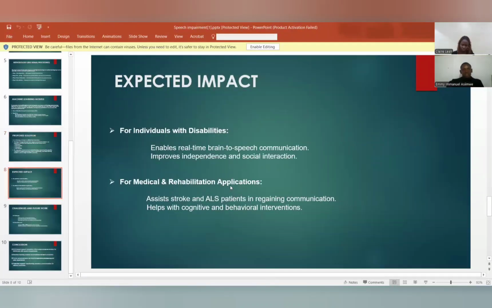Then the expected impact. For individuals with disabilities, it enables real-time brain-to-speech communication. It improves independence and social interaction. So the person who has brain issues can articulate their thoughts effectively to those he's trying to talk to. Then for medical and rehabilitation applications, it assists stroke patients and patients that have issues with speech in regaining communication. It also helps in cognitive and behavioral interventions.